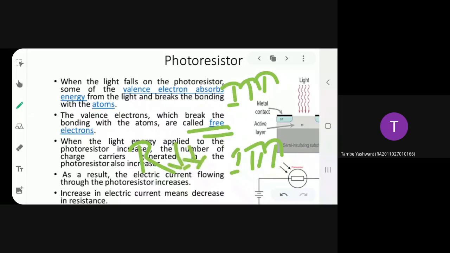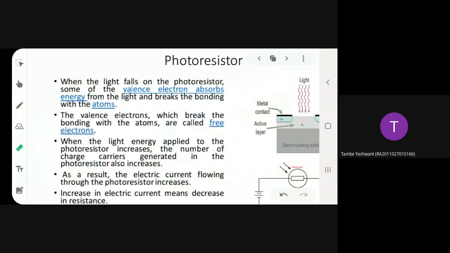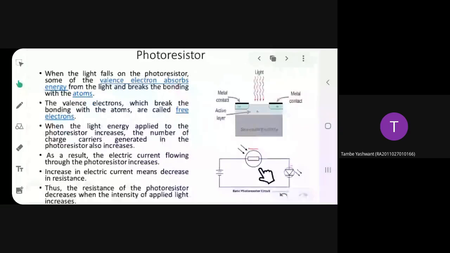But on the other hand, if the light intensity is reducing, then the thermally generated free electron flow will reduce. In that case, current flow will drop down, so resistance will increase. So this is why it is called, what is the name of this transducer? Photoresistor. This is their circuit symbol, and this is the constructional feature.